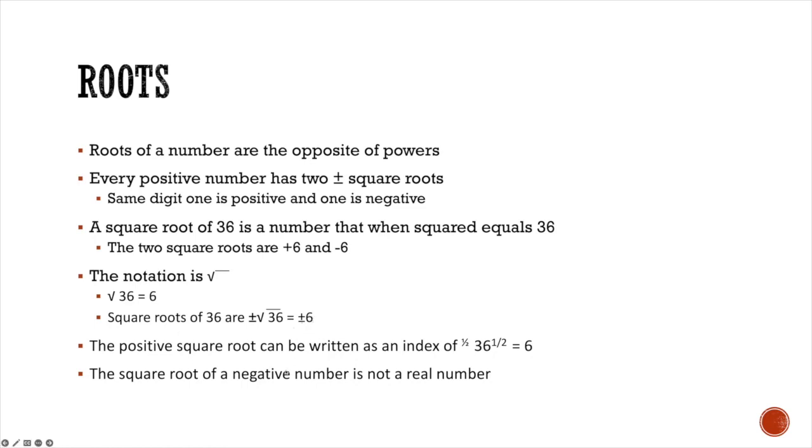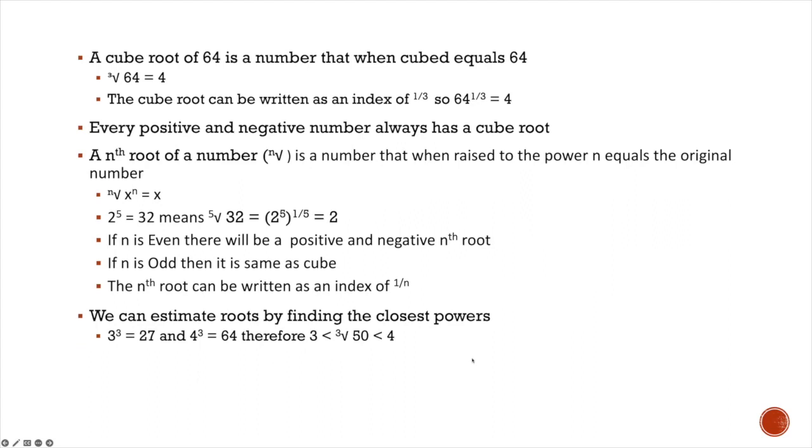The positive square root can be written as an index of half. This 36 we can write like this: 36 to the power of half equals 6. Yeah, this is for positive numbers. If the number is negative, its square root is not a real number. It is a complex number.